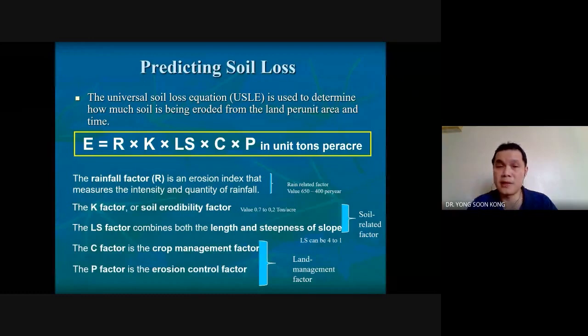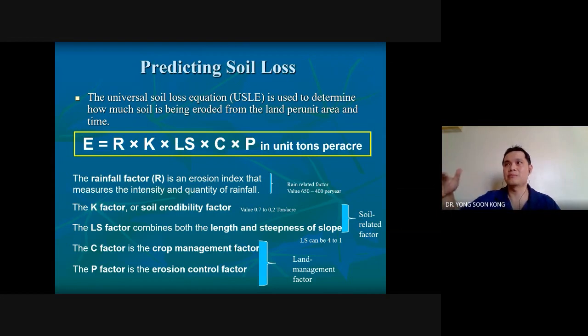Not only do they just put fertilizer, they also need to know whether any erosion is happening on their farmlands. By using this formula, they can estimate the severity of soil loss. Because when they have soil loss, they have to do something, like taking topsoil from other places to replace it, or maybe change the way they manage the soil. If you look closely, this RKLSCP represents a lot of things, and they actually mimic the factors that cause erosion.